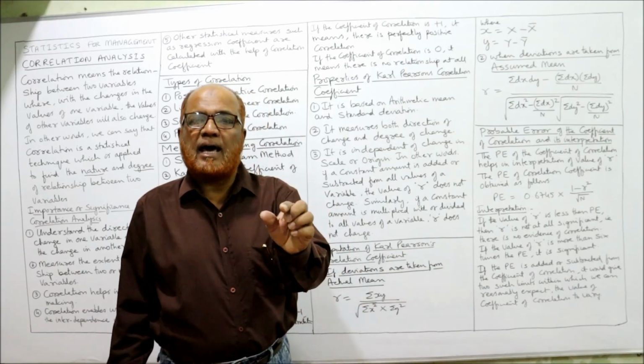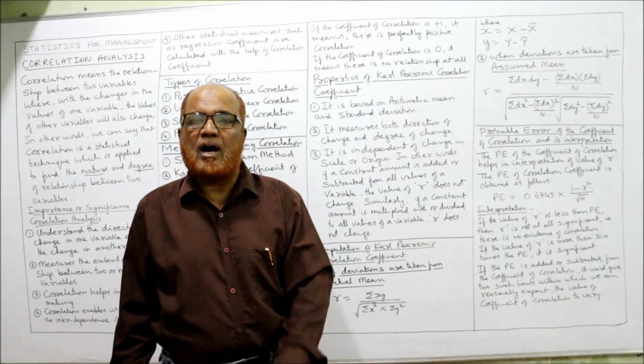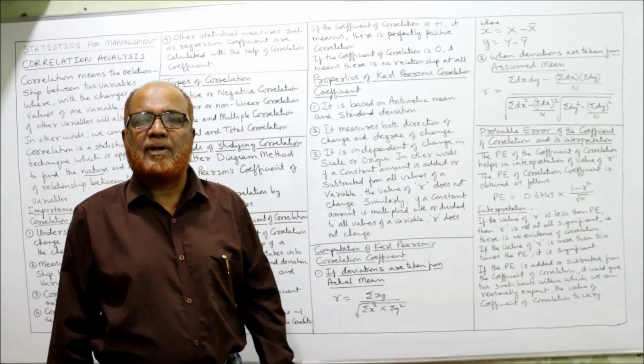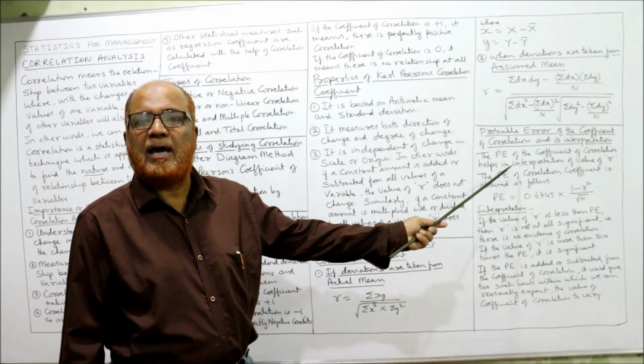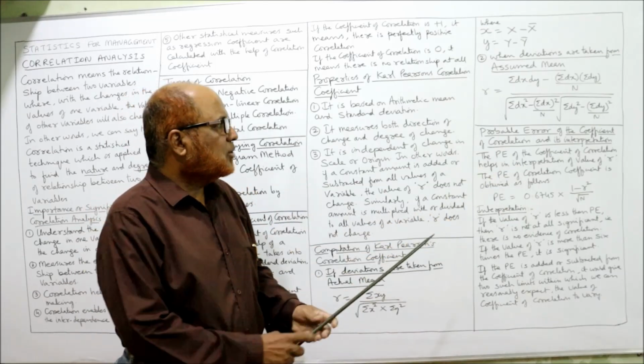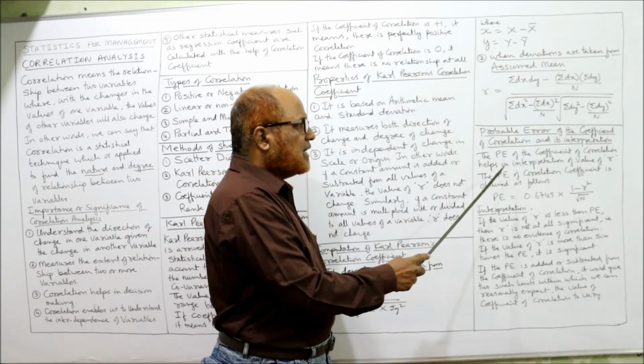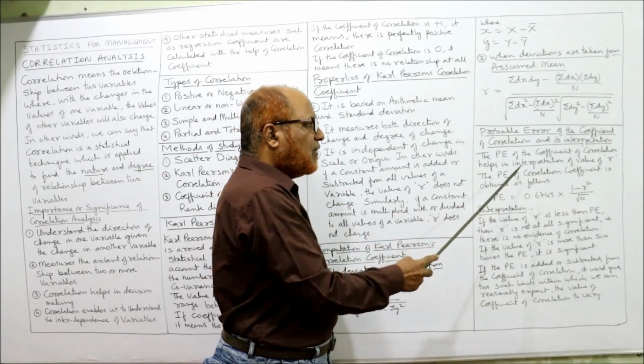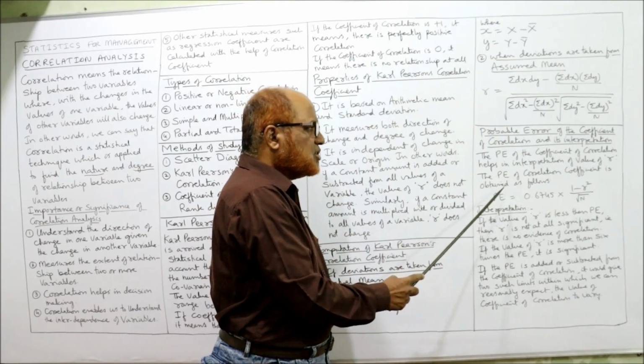To check the reliability of the value of r, we apply a test. That test is called probable error, PE. So the probable error of the coefficient of correlation helps in interpreting the value of r. The PE of the correlation coefficient is obtained as follows.